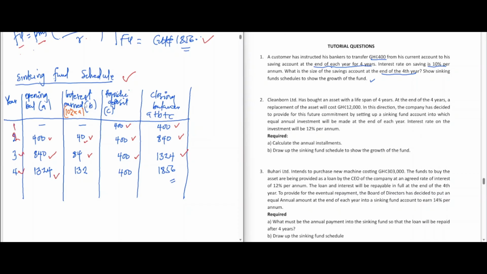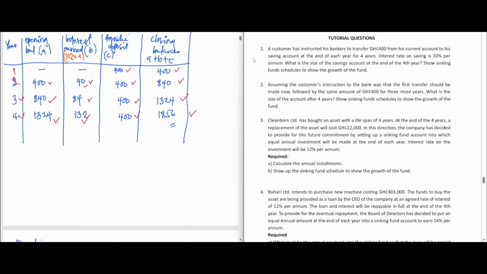We calculate our interest of 10% on this opening balance and get an interest earned of 132. Then we make the additional deposit at the end of year 4, which is 400 Ghana cedis. So when we add 1,324, the opening balance, plus the interest earned of 132, plus the 400 deposit for year 4, we get our final balance of 1,856, which is the lump sum at the end of the 4th year.